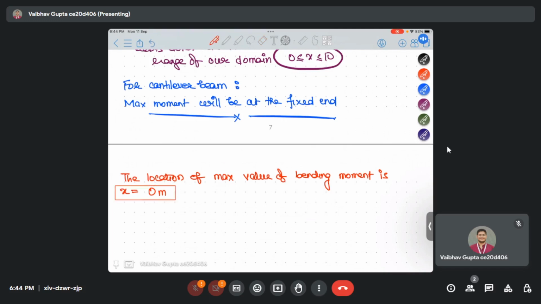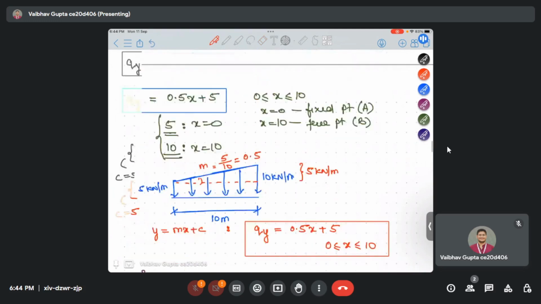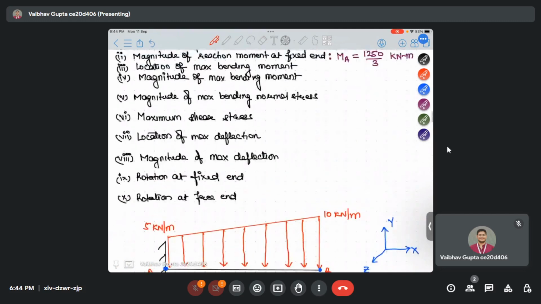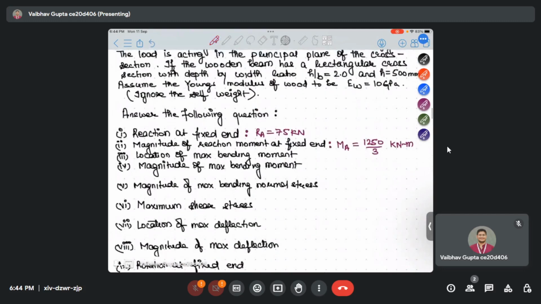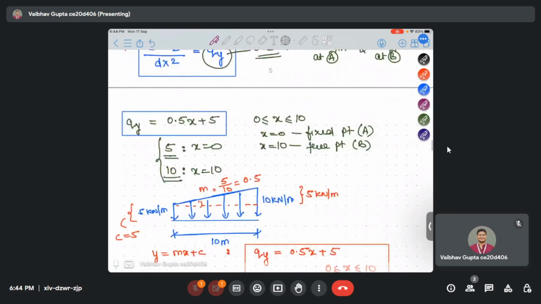So this is the answer to our third part. And this will always hold true for cantilever beams: the maximum bending moment you will get at the fixed end. Next is the magnitude of the maximum bending moment. So what will be the magnitude?